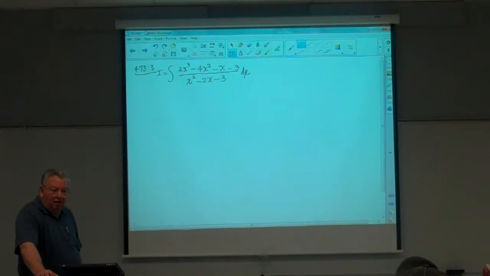What's the degree of a polynomial? How do you find the degree of the polynomial? Highest exponent. The highest power, right? Would you agree that the degree of the numerator is higher than the degree of the denominator? And if you went back and looked at every other problem we've done, that's not been true.